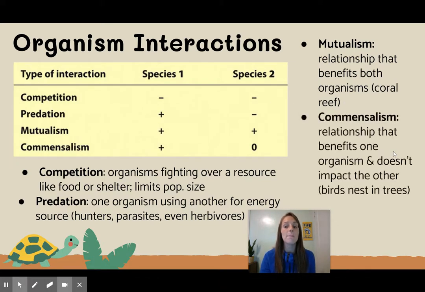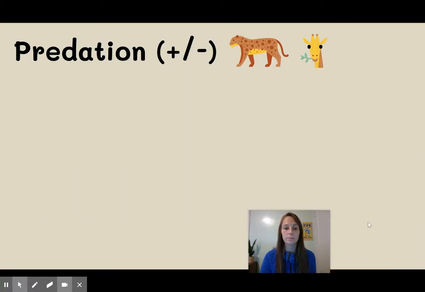And then we have commensalism. And this is going to be a relationship that benefits one organism, but doesn't really have any positive or negative impact on the other species. So this might be how a bird nests in a tree. The bird gets the shelter. The tree, it's not hurting it. It's not benefiting it. It's just kind of in there.